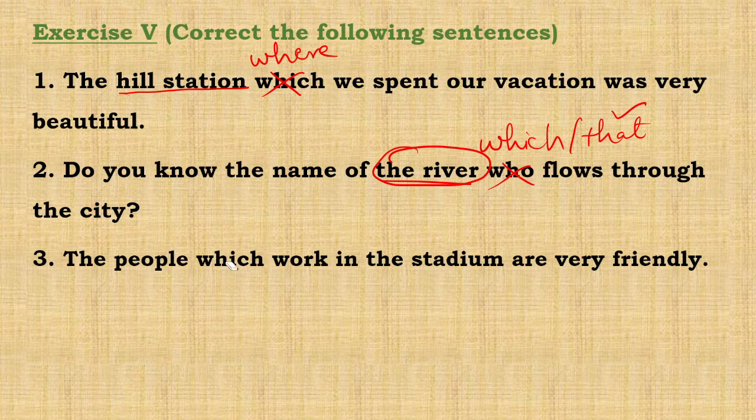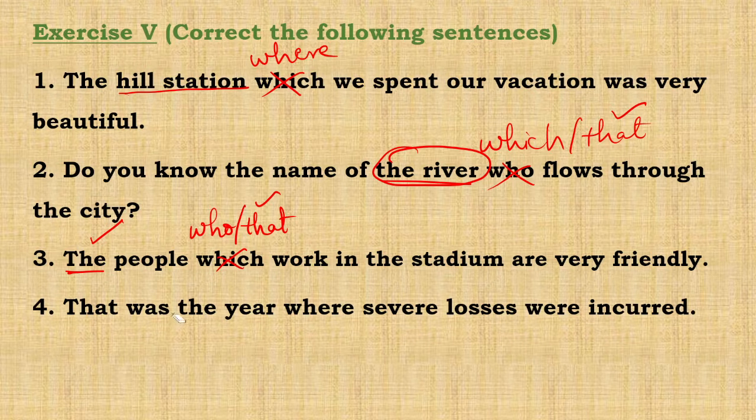Next. The people which work, which is non-living again, remember. The people dash work in the stadium are very friendly. Remember, you can use two words here. One is who and another one is that. If you ask me, sir, why that? Again, we are referring to the particular people. Particular word can be used. Okay. So you can also use who, no problem.